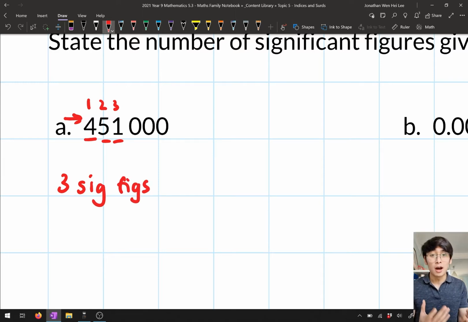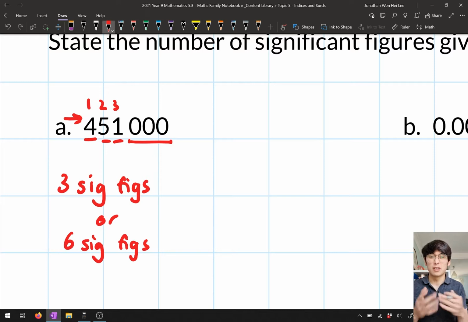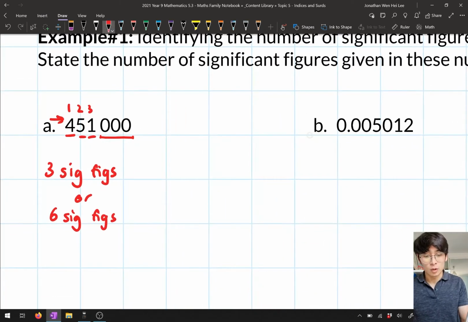But as I said just above, notice here we've got zeros all at the end. We can't tell if they are significant figures or not. So we have to say it's either 3 significant figures or, with 1, 2, 3 more, 6 significant figures. So we don't know where those significant figures stop when they're at the end. And so here we've got either 3 significant figures or 6 significant figures. Okay, that's for this first one. Let's have a look at the next one.